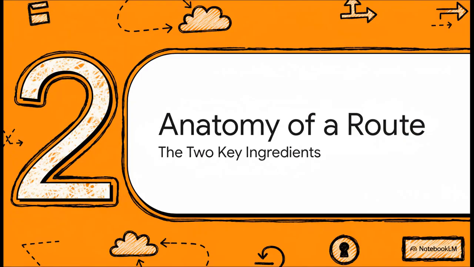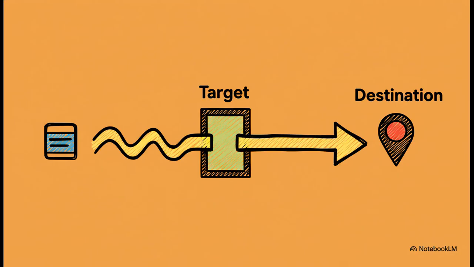So if the route table is the whole rulebook, what's written on a single page? What actually makes up one of these routes? Well, it's actually super simple. It really just boils down to two key ingredients. Every single route has to answer two basic questions. First, where are you trying to go? That's the destination. And second, how are you going to get there? That's the target. You can just think of it as the address and the exit ramp.